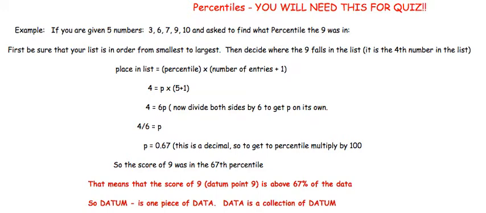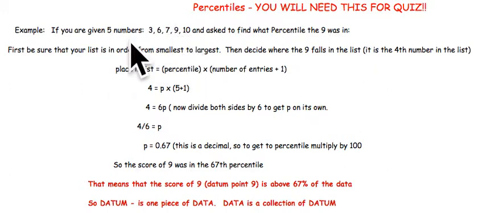If you're given a set of data, in this case, let's say these five numbers here, they could be anything at all. They could be grades on a test at a 10. They could be amount of phone calls to a local service company. They could be anything. And you were asked to find the percentile that 9 was in. So this number right here, what percentile is 9 in?